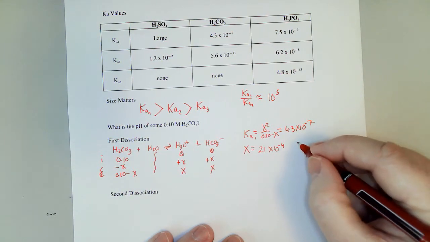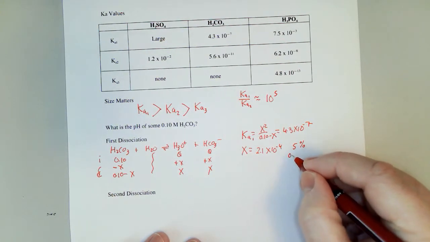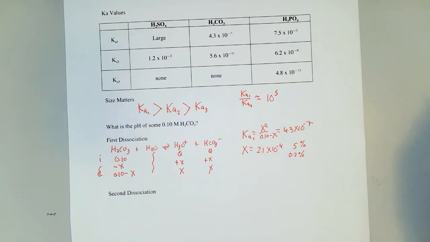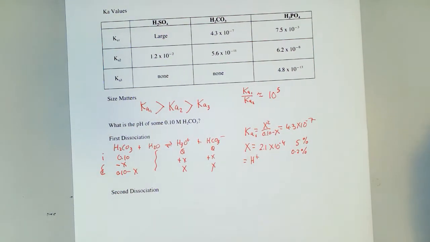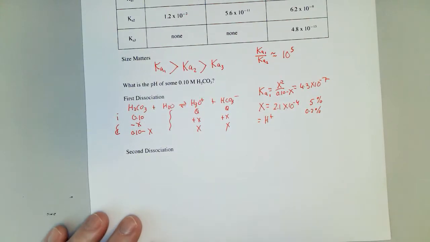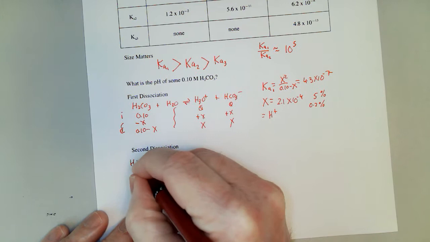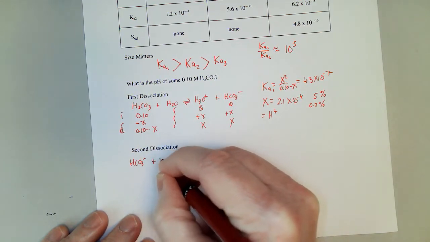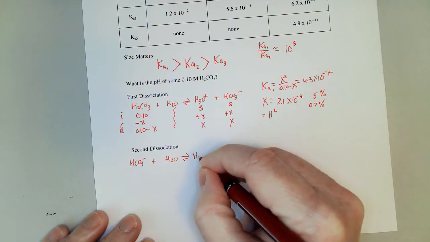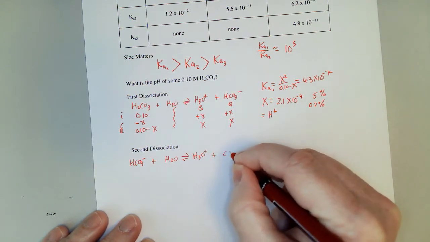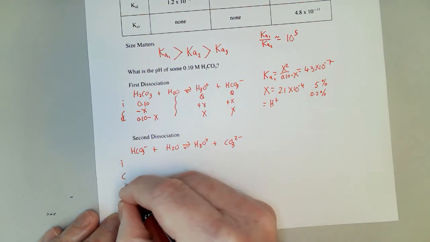And the 5% rule is good. It is ionized less than 5%, about 0.2% total. All right, so that equals the H+ concentration after one dissociation. Now how about a second dissociation? HCO3- plus H2O gives us H3O+ and CO3 2-. I'm going to make an ICE box.